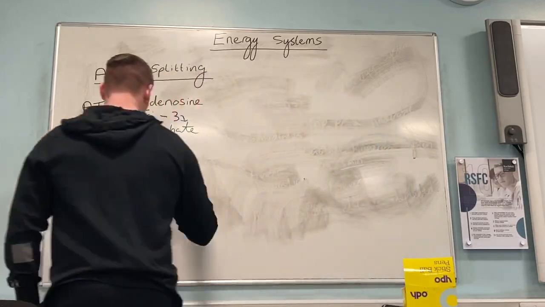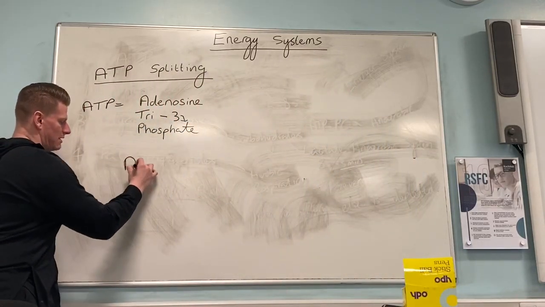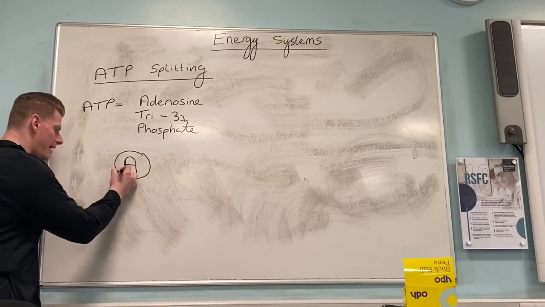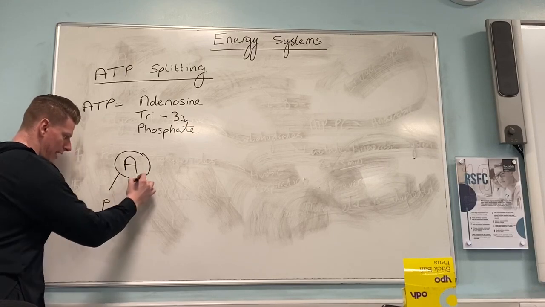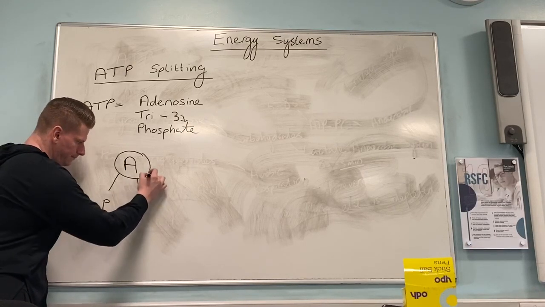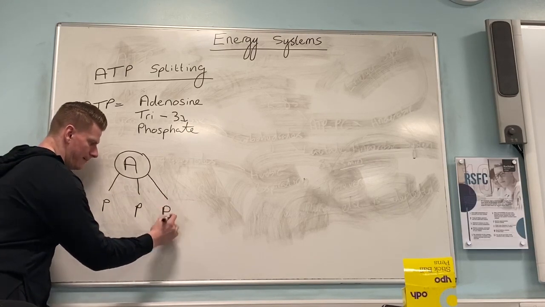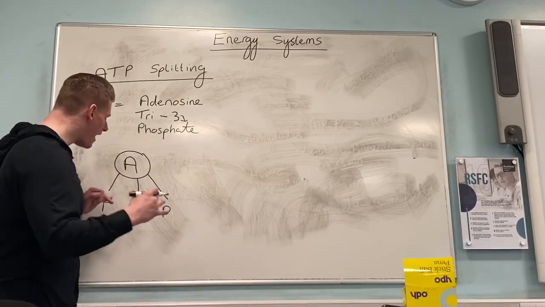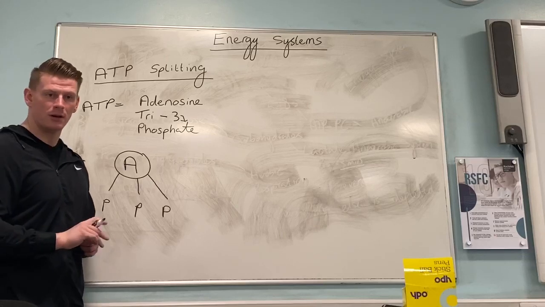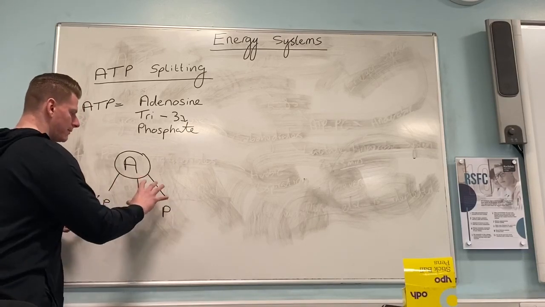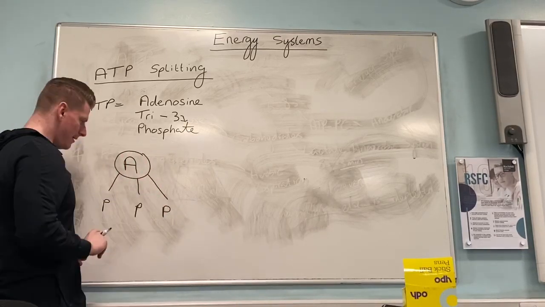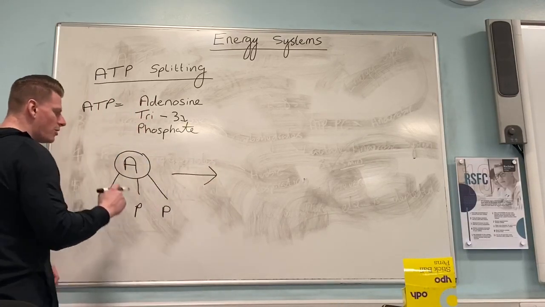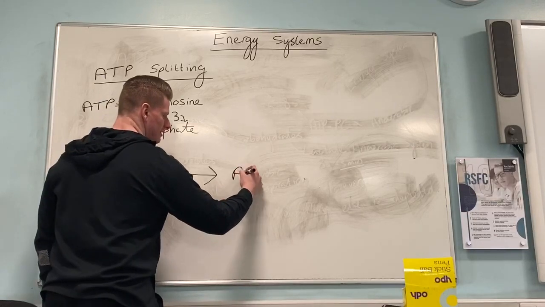So the first thing I want you to look at is this. This A is my adenosine, and linked to that, we have three phosphates. And this is where we would start. Now you need to know, to release energy, you have to break something down. So I have these three phosphates. This is ATP. What's got to happen is I'm going to still have adenosine.